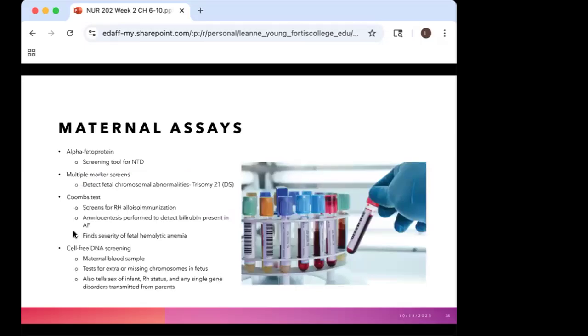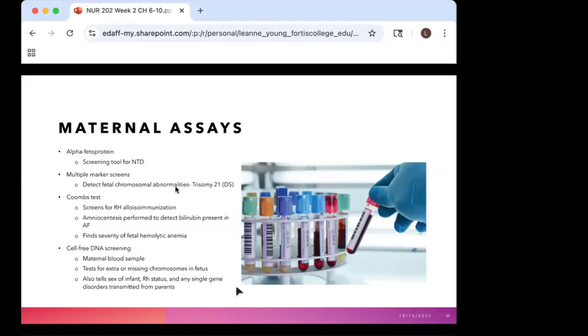This slide goes through a little more detail for the carrier screening and the blood sampling that they're getting from mom. So the big one is the alpha fetoprotein, like we talked about, that can test for Down syndrome and the neural tube defect. But there's also the Coombs test. This is what is screening for Rh isoimmunization.